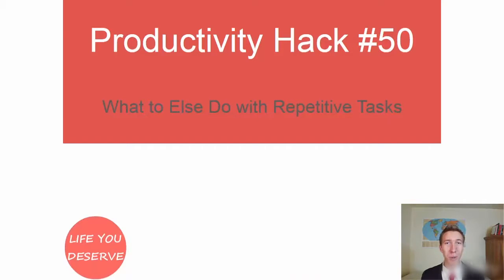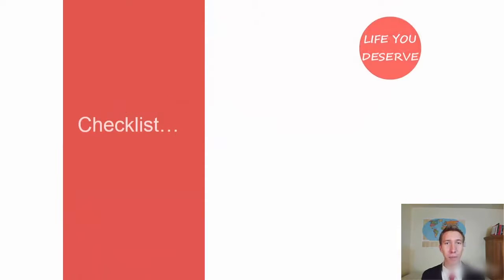Number 50, what else to do with repetitive tasks? Now, the smartest thing to do with repetitive tasks that you can't, for whatever reason, automate is the use of a checklist. A checklist is a step-by-step thing you do alongside you doing the action or the series of actions you need to accomplish. You're able to also check it off as you're going.